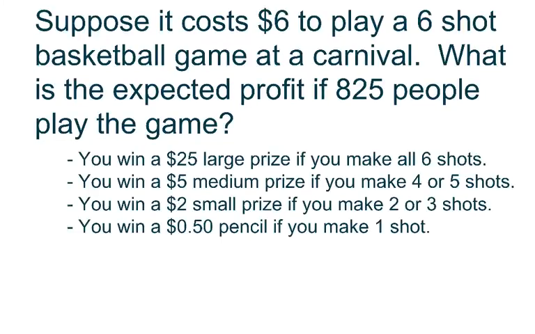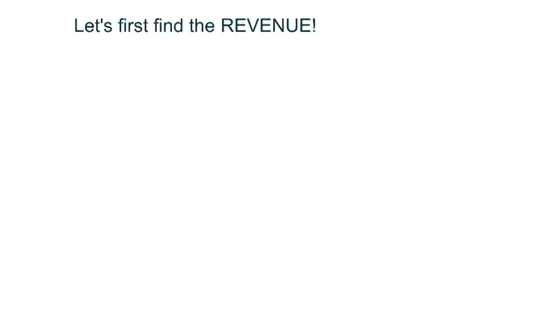Well, here are the rules. You win a $25 large prize if you make all 6 shots. You win a $5 medium prize if you make 4 or 5 shots. You win a $2 small prize if you make 2 or 3 shots, and you win a 50-cent pencil if you make 1 shot. So using those rules, let's first find the revenue.